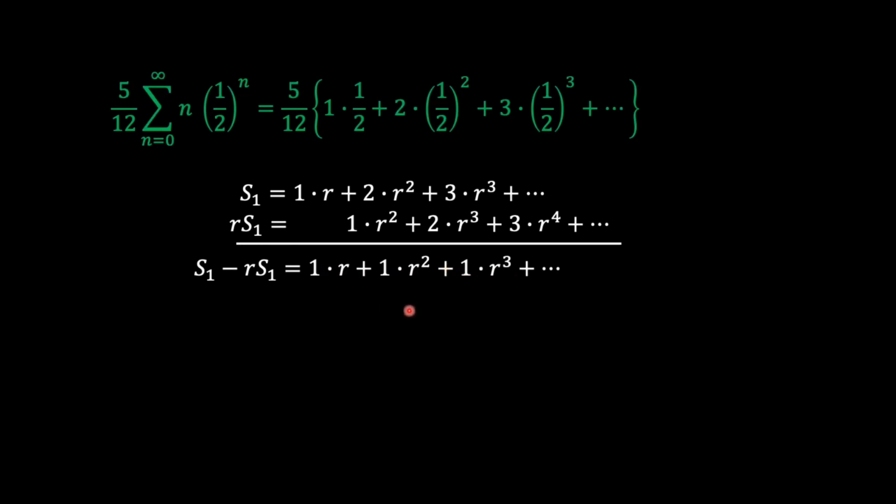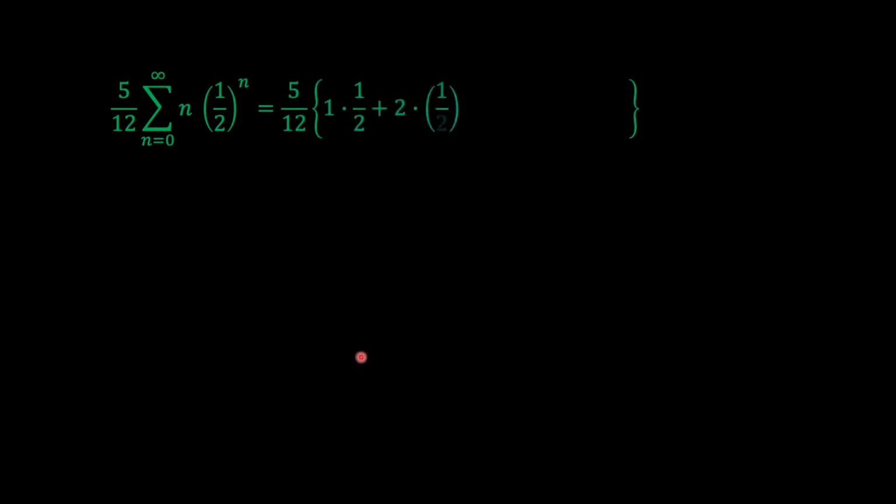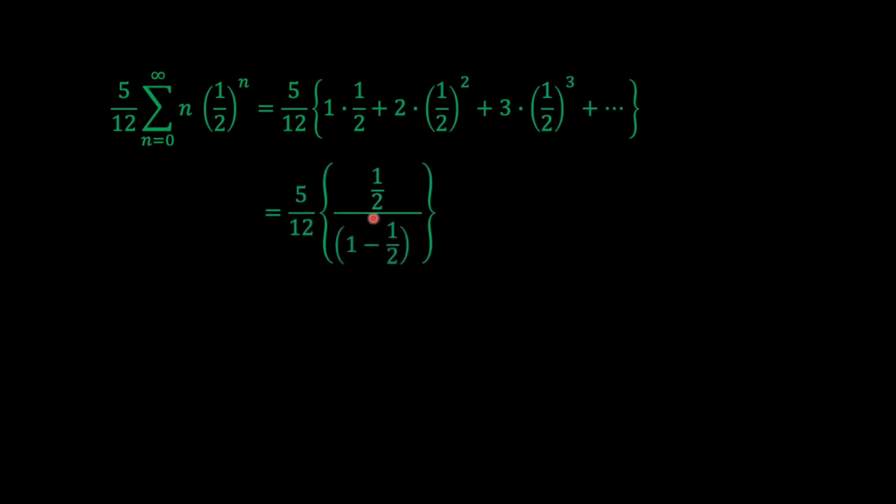This is the geometrical progression problem, but with the initial term as r. So S1 minus rS1 is r over 1 minus r. And so S1 is the same as r divided by 1 minus r squared. So we can use that formula, and now 5 over 12 times the summation of n times r to the power n from n equals 0 to infinity is 5 over 12 times now r, which is a half, over 1 minus half, which is our r, squared.